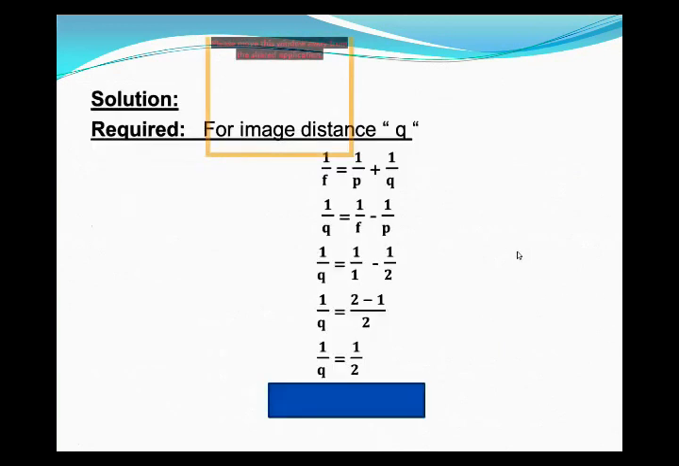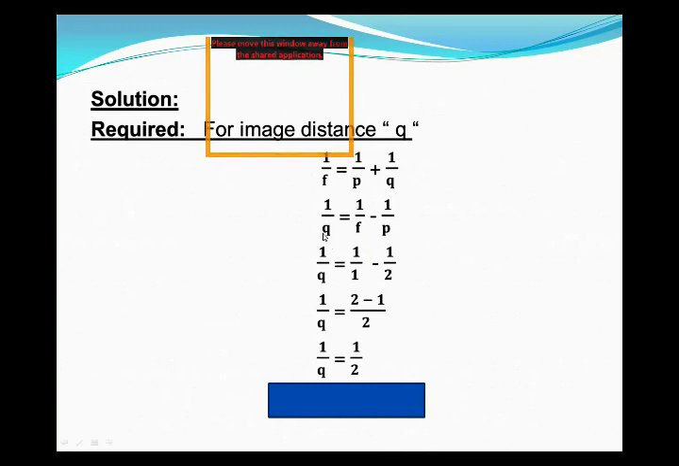Here we will also use the lens formula for finding the image distance q. So 1 over f is equal to 1 over p plus 1 over q. To find 1 over q, we will shift 1 over p to the other side. So it will come with a negative sign.